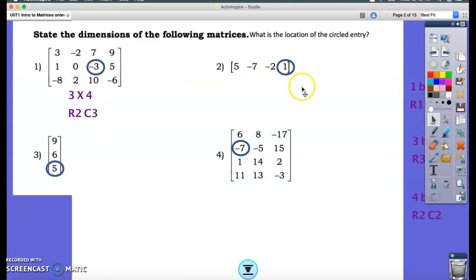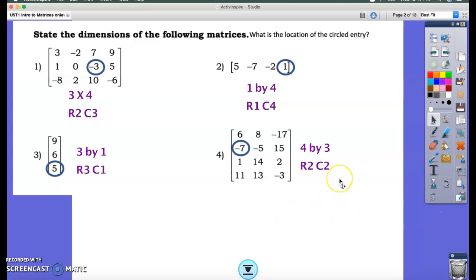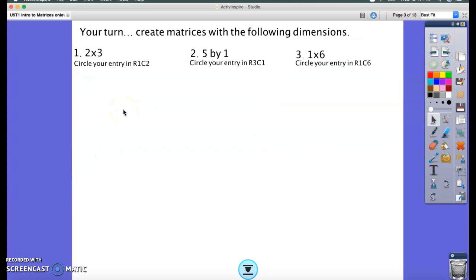So my answer for number 1 should be a 3 by 4, row 2, column 3 is where -3, the circled entry is. For number 2, this is a 1 by 1, 2, 3, 4, and entry 1 is in row 1, column 4. Number 3, I have 1, 2, 3 rows, 1 column, and 5 is in row 3, column 1. And this last one, I have 1, 2, 3, 4 columns and 1, 2, 3 rows, and -7 is in row 2, column 2.